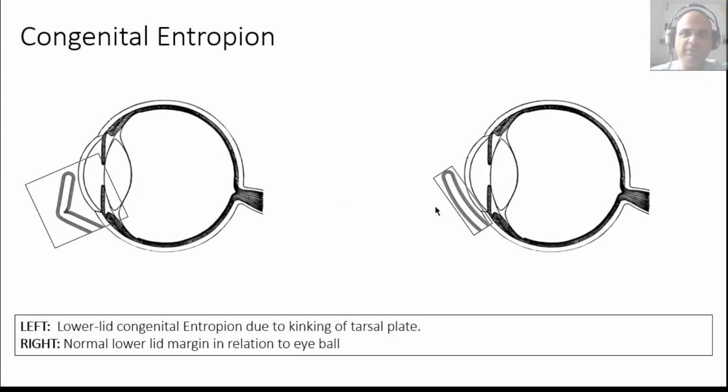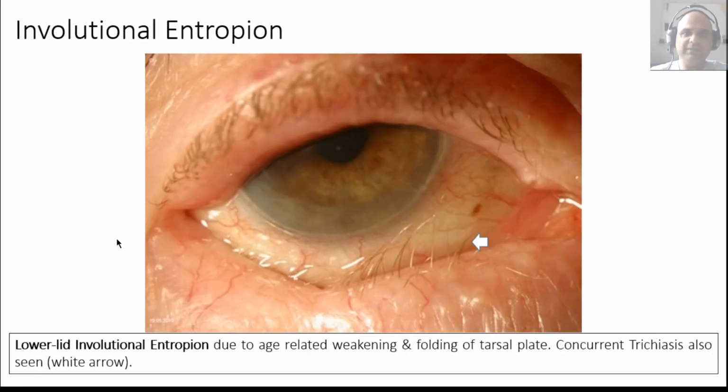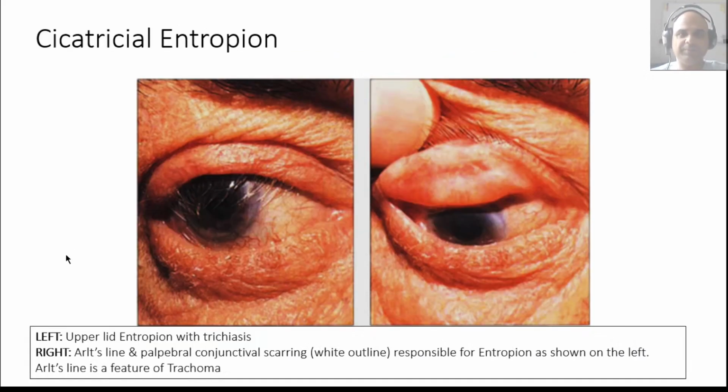And this is the normal lower lid. These are both lower lids, the entropion one and the normal one. And as you can see, this is how the normal lower lid is supposed to be oriented. So this is involutional entropion. Again, trichiasis can be seen in association with it. And this is just age-related weakening of lower lid structures leading to folding of the tarsal plate, which manifests as entropion. And you can also see trichiasis.